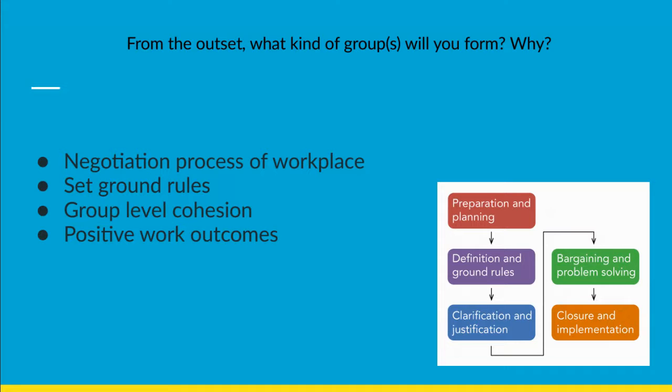For this one, from the outset, what kind of groups will you form and why? Starting off, we got negotiation process of workplace. Next, we got set ground rules. After, we got group level cohesion, and then finally, positive work outcomes.